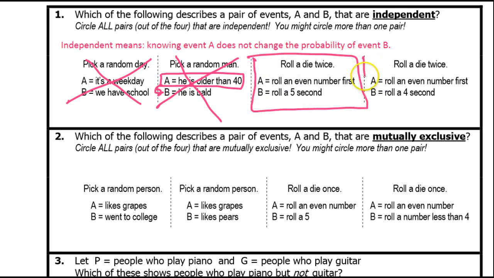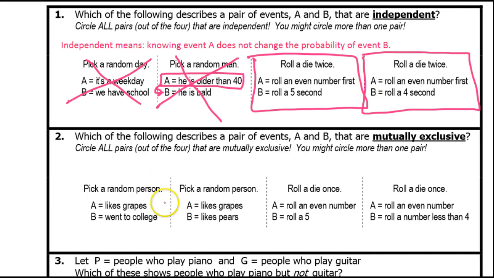And same here. We're still talking about rolling a die. So no matter how you roll the first one, your second roll is going to have the same probability, regardless of what happens with the first roll.